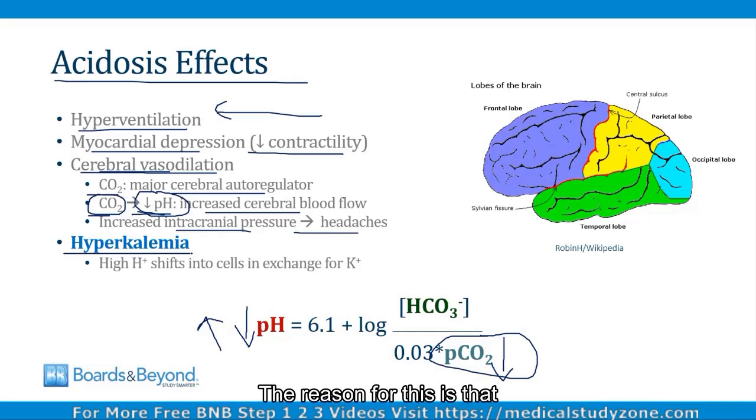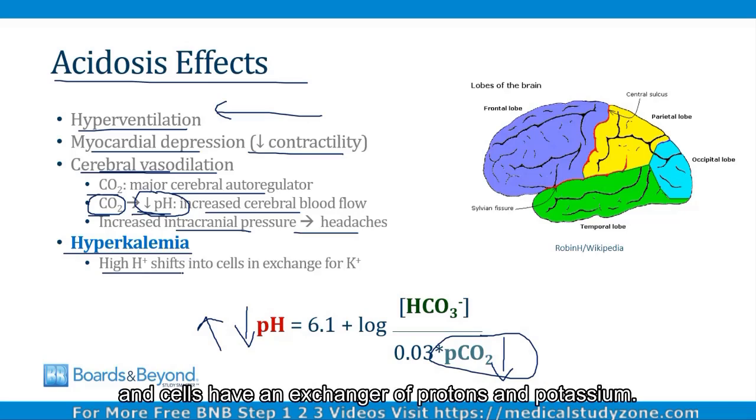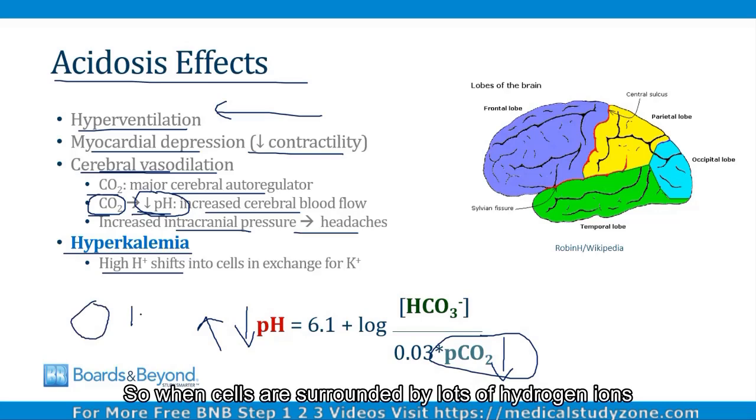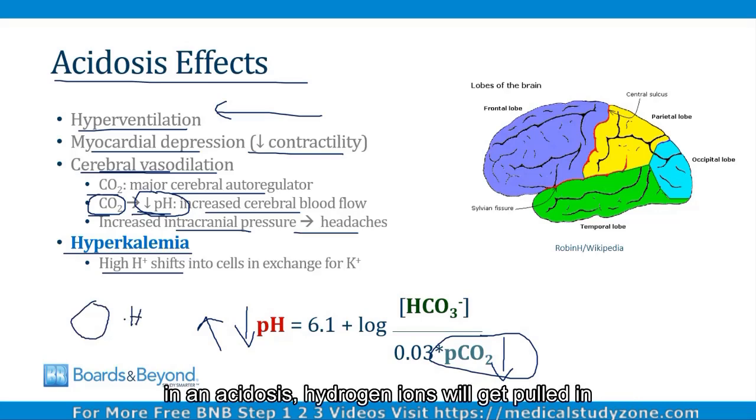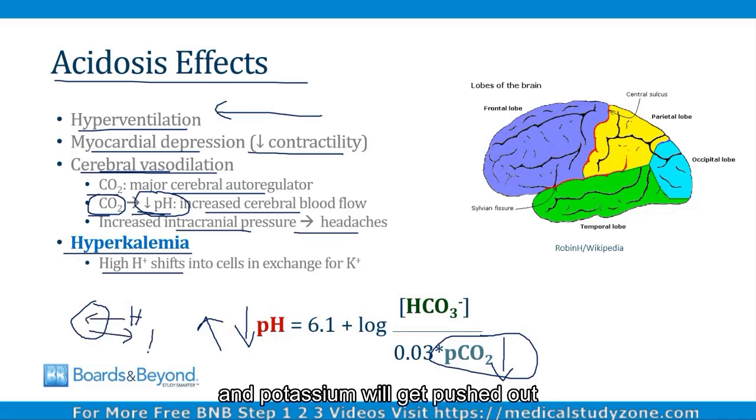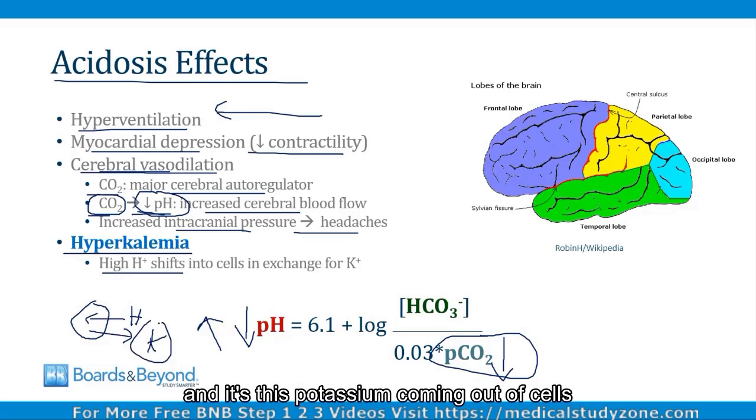The reason for this is that when there is lots of acid around, there are lots of protons outside of cells, and cells have an exchanger of protons and potassium. So when cells are surrounded by lots of hydrogen ions in an acidosis, hydrogen ions will get pulled in and potassium will get pushed out. And it's this potassium coming out of cells that will cause hyperkalemia that is associated with many types of acidosis.